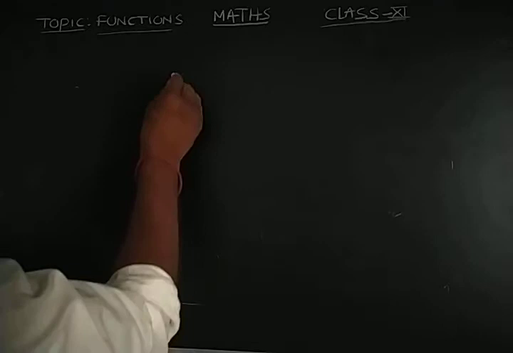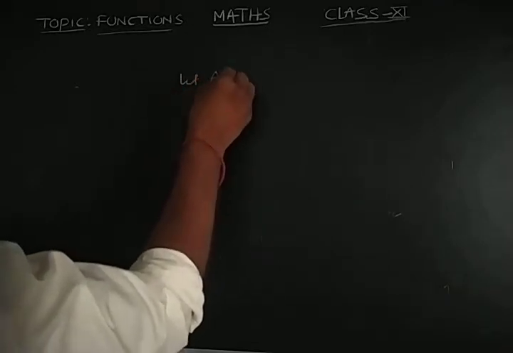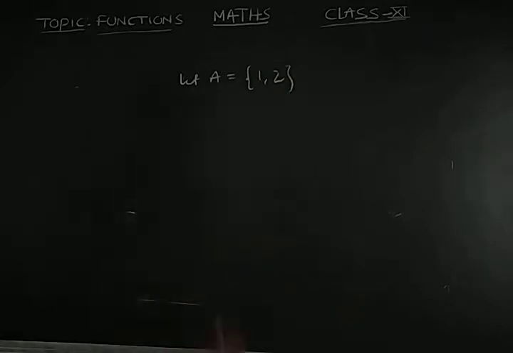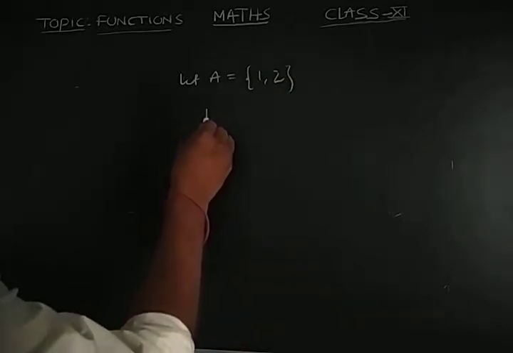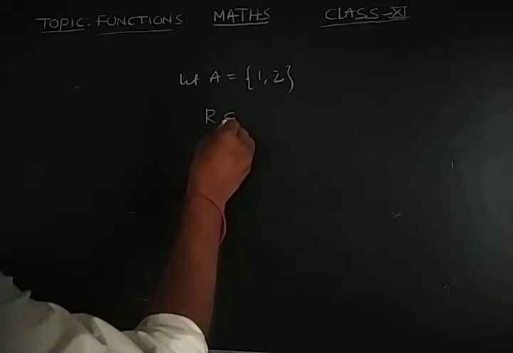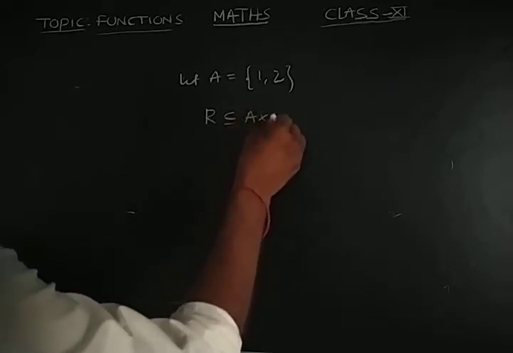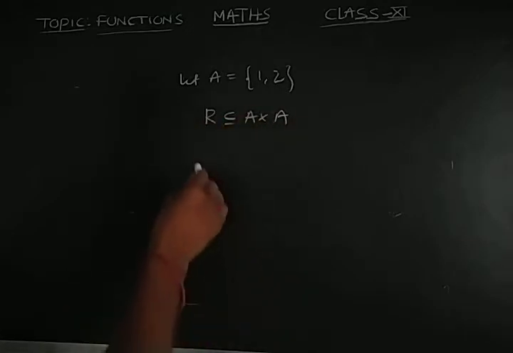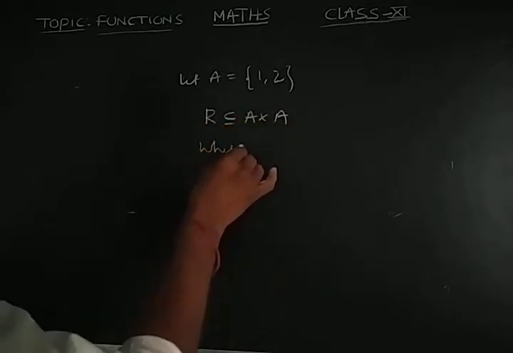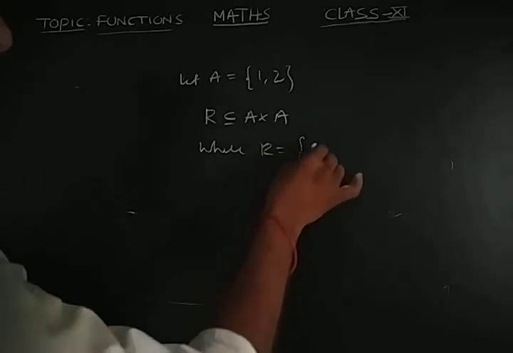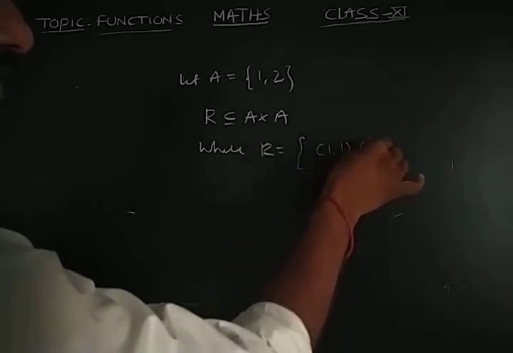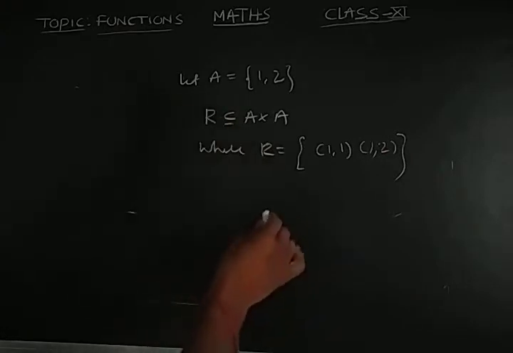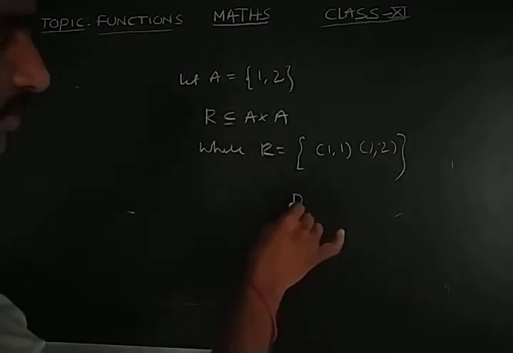Now, suppose I have capital A equal to 1 comma 2. I am taking one subset R of A cross A. Here the relation is from A to A only. So I am taking a few ordered pairs in R. Suppose I take 1 comma 1 and 1 comma 2. Now it is a subset of A cross A.